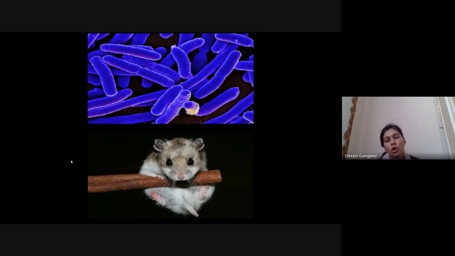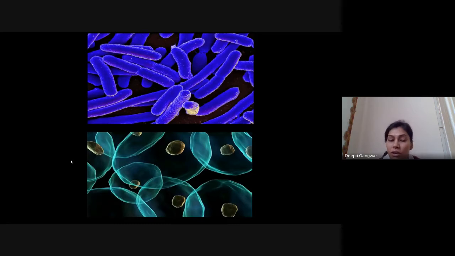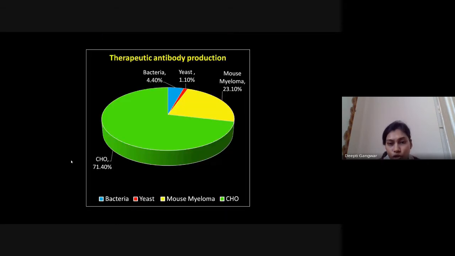So when we talk about biosimilars and biologics, these two particular organisms, E. coli and the cells from Chinese hamster ovary, are catering to a large section of therapeutic antibody production. This pie graph will give you an idea of how much CHO cells and bacterial cells have catered to the requirement of therapeutic antibody production.